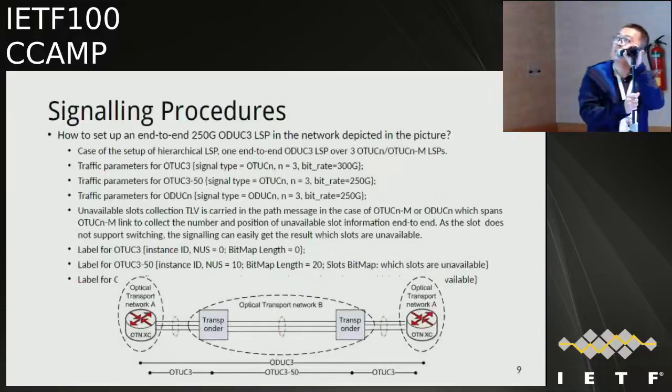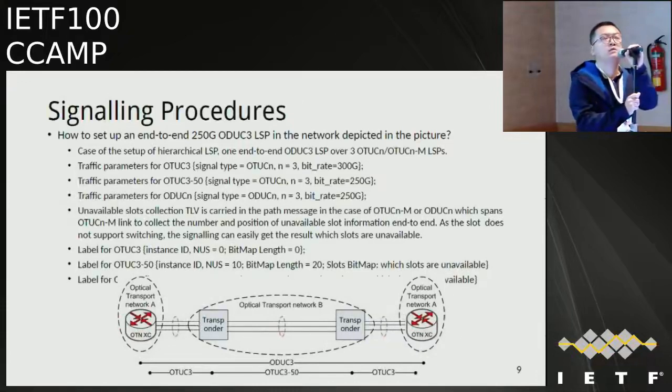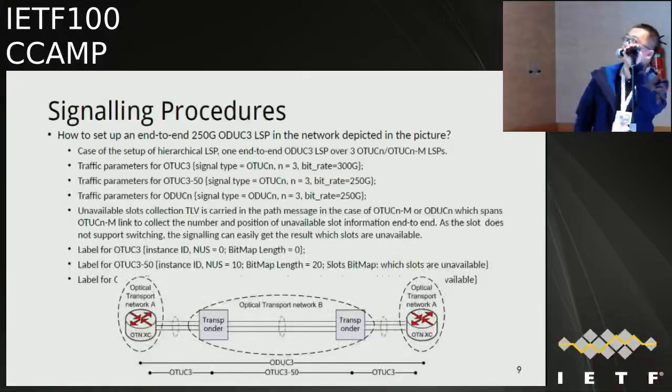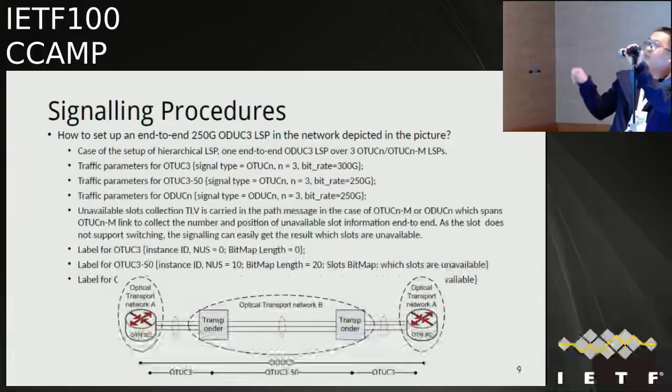Okay, thanks. This slide just gave some description of how to use the objects or TLVs defined in the signaling draft. In the current version of the signaling draft, we think this is still a multi-layer scenario, or we can see it as a case of setting up a hierarchical LSP. It's because, just as an example, one end-to-end OTUCn LSP can be carried over three different OTUCn and OTUCn-DSM LSPs which are connected together.